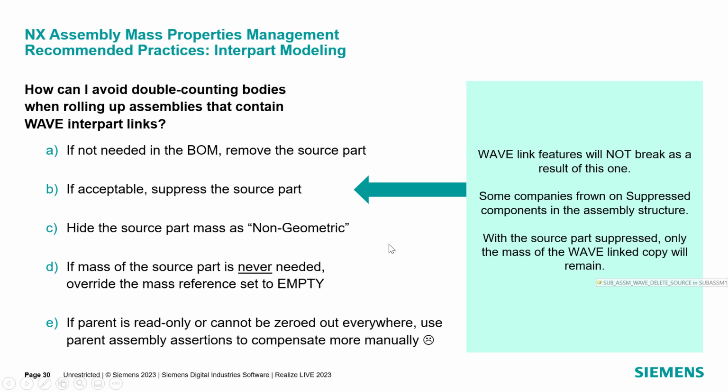Second one here, suppression is another thing that is a possibility, okay? And advantage here is that it's not going to break the wavelength as a result of this. The part will still be in the structure, but it'll be suppressed, right? We'll see what that looks like here in just a second. There are some companies that frown on having suppressed components in the structure. That's a choice that certain companies will make. So your mileage may vary there, right? But at any rate, with the source part suppressed, this will look a lot like the previous one, right? With it deleted, only the mass of the wavelength copy will remain in this case.